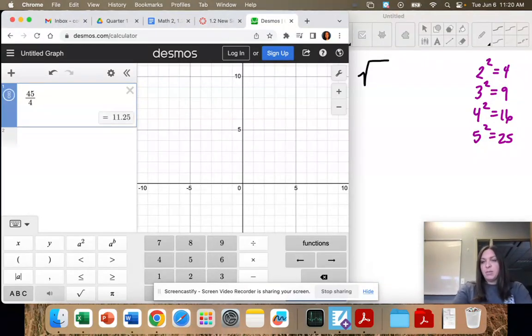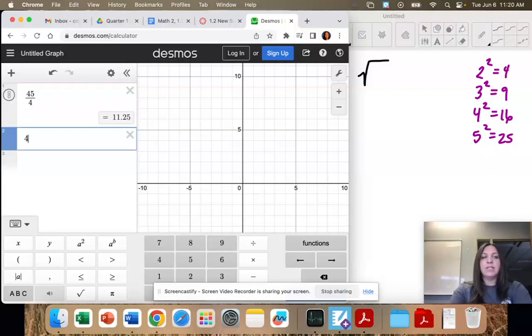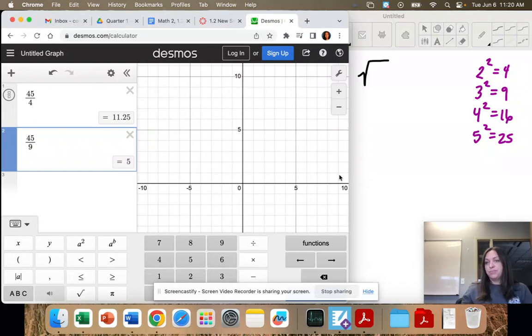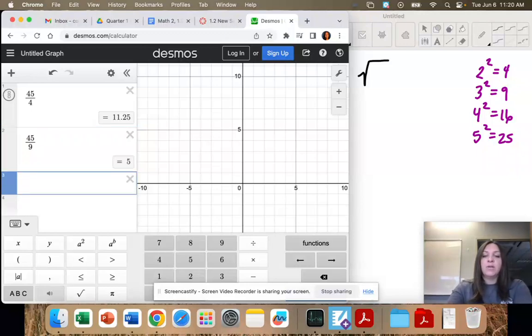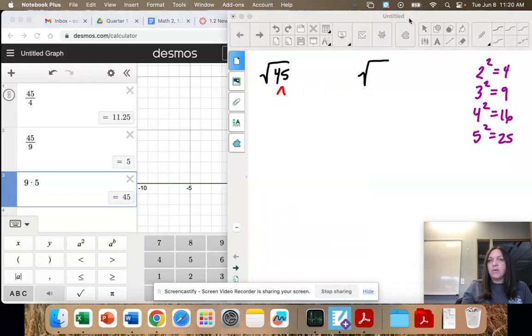So 45 divided by 4 gives me a decimal. That means I'm going to go on to the next one. Our next perfect square is 9. And it's divisible by 9 because the result, 5, is not a decimal. So 9 times 5 is 45.